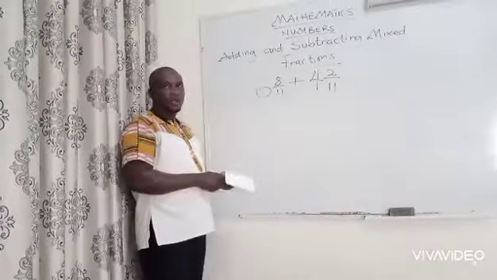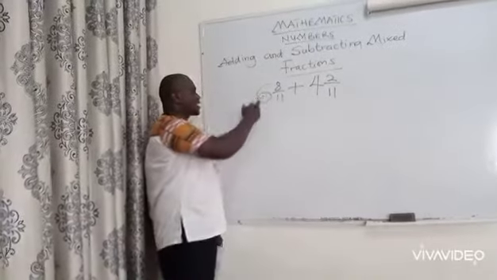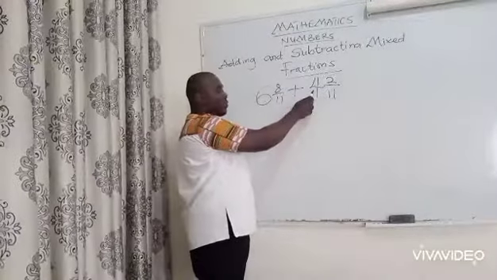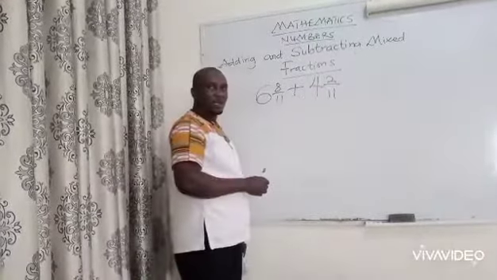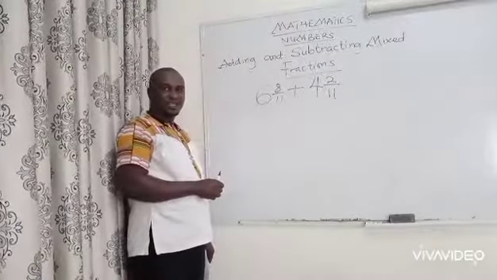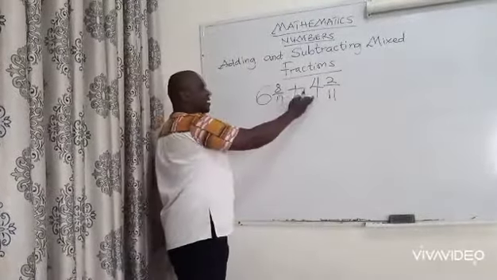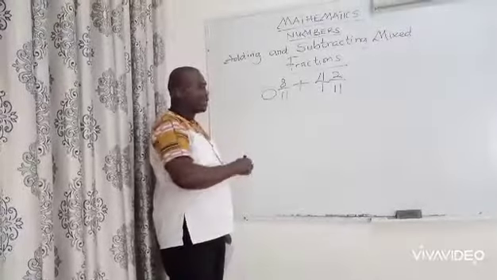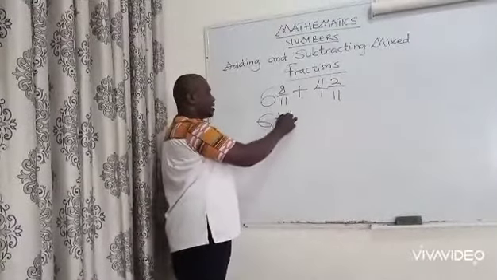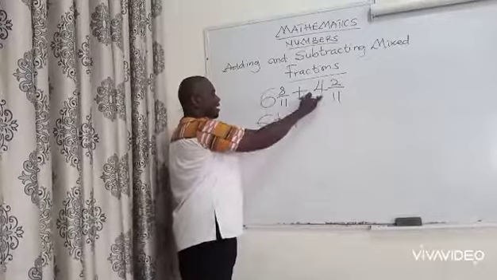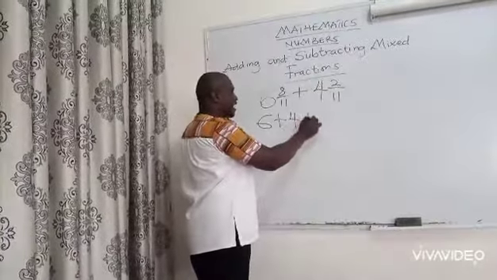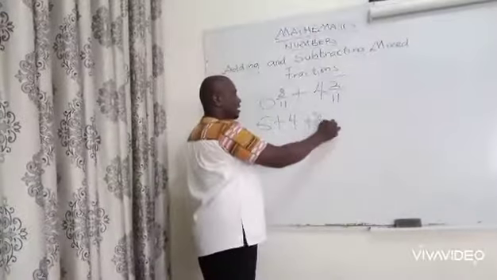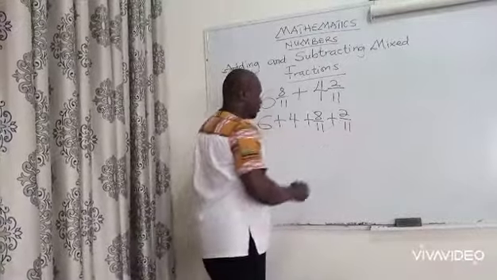Thank you. To add fractions such as 6 whole number, 8 out of 11, plus 4 whole number, 2 out of 11, how do we solve it? First, we must add the whole numbers. So we add our whole numbers, that is 6 and 4. And then we add our two fractions, that is 8 over 11 and 2 over 11.